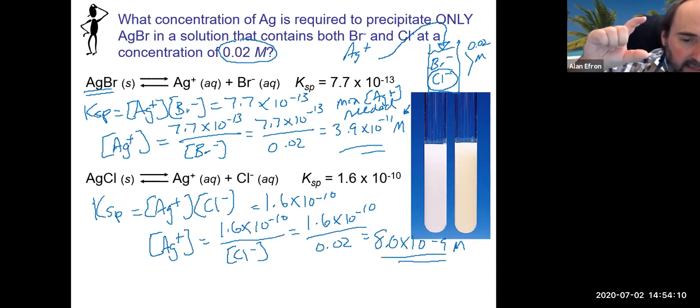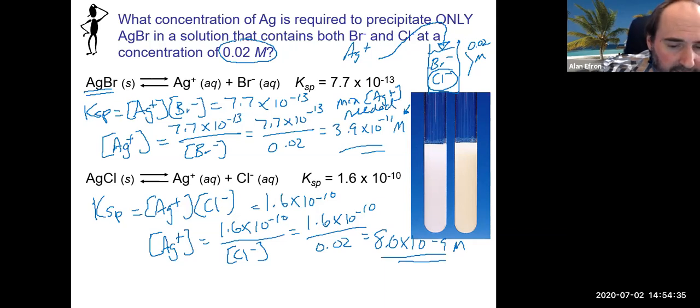At that point, I should again start to see a white solid form. And that white solid that's getting formed at that point, I could feel pretty safe knowing that it is silver chloride coming out. And obviously, you can increase the concentration of silver at that point until you stop seeing anything come out. And then you know you successfully precipitated out both ions separately.